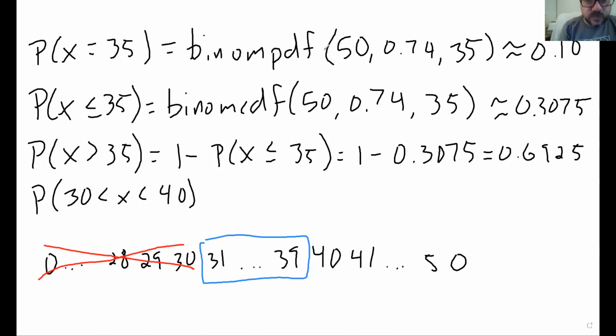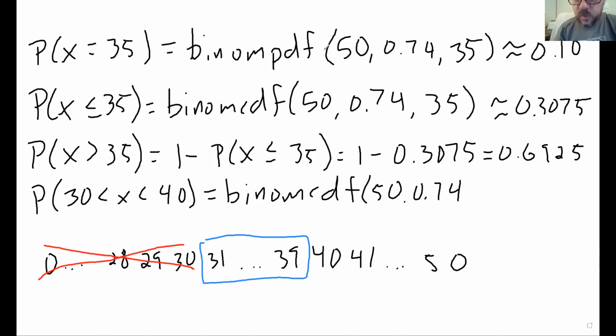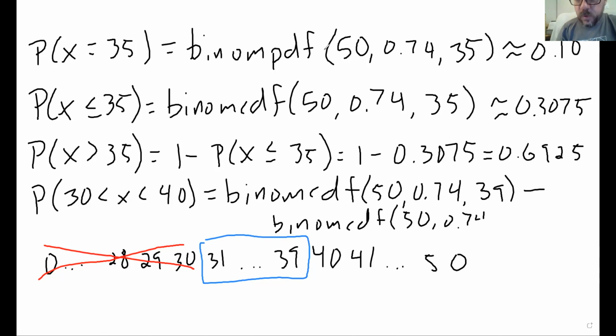So this is going to be binomial CDF, and I'm not going to have room on one line here, of 50, 0.74, 39, minus binomial CDF 50, 0.74, 30. That's the thing that I want.